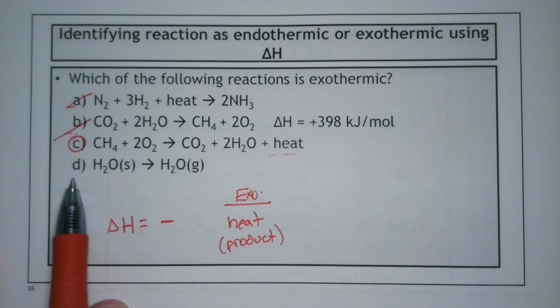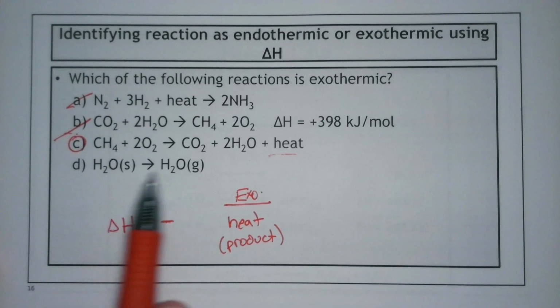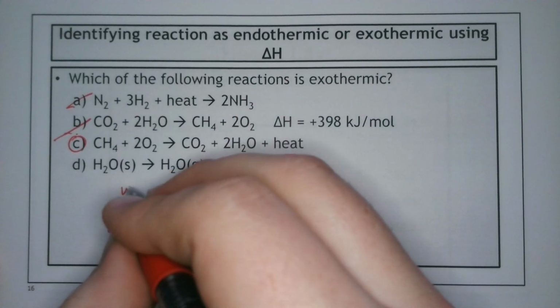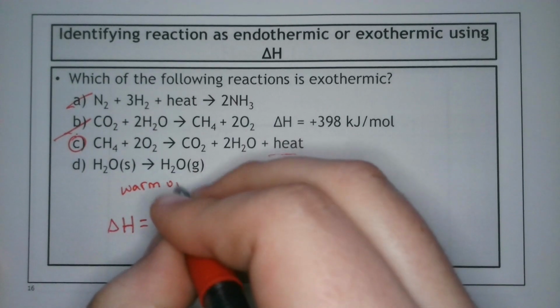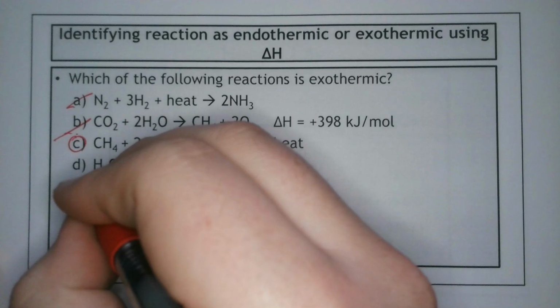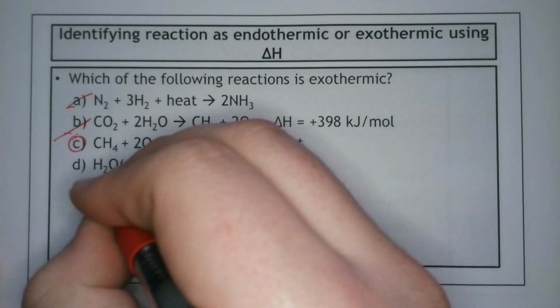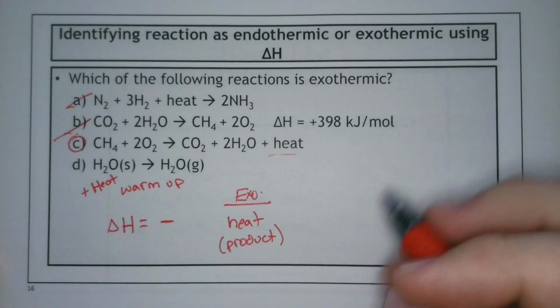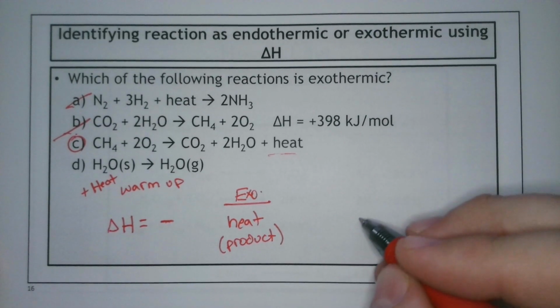And last, we have part D, where we can just look at a solid turning into a gas. For a solid to turn into a gas, it needs to warm up. Meaning, if you have to warm something up, you have to add heat. So that's also endothermic.